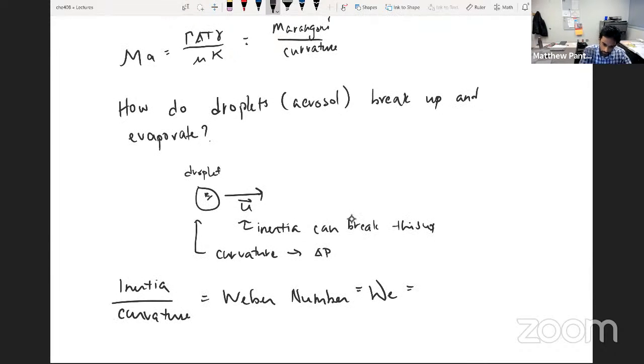It'll have some similarity to the Reynolds number. So it'll be rho, the magnitude of the velocity, times the characteristic length, A, over the surface tension.